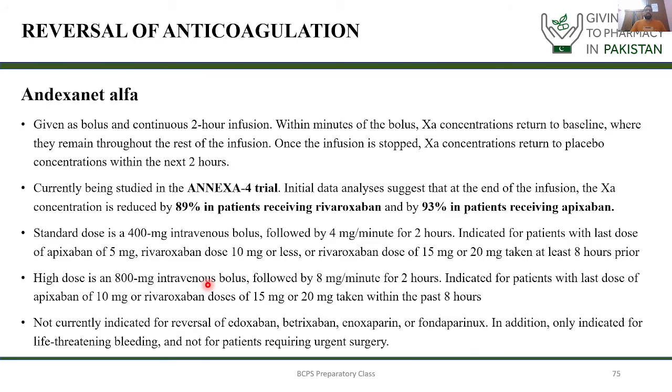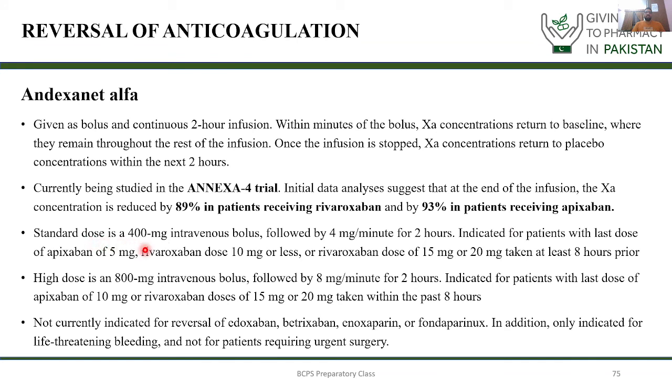And andexanet alfa is actually the antidote for the direct oral anticoagulants. It is used as a bolus dose and then a continuous infusion for 2 hours. The reversal is achieved within minutes of the bolus dose and then it's continued during the whole infusion and 2 hours after the infusion. In the ANNEXA-4 trial, they observed that 89% of patients receiving rivaroxaban and 93% of patients receiving apixaban achieved the reversal.